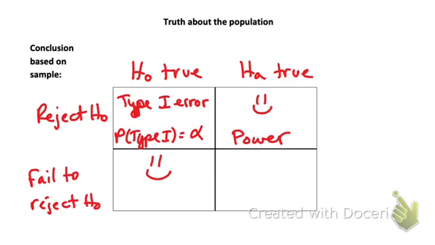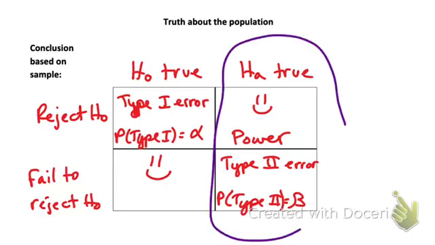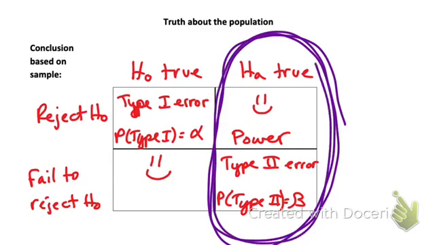And then the last square here, I failed to reject the null hypothesis when the alternative was true. That's our type 2 error, and the probability of a type 2 error is equal to beta. So here is why power and beta add up to 1. When the alternative hypothesis is the true thing, you're going to do one of two things. You're either going to reject the null hypothesis in favor of that true alternative, or you're going to mess up and not reject your null hypothesis. You only have one of two options there.